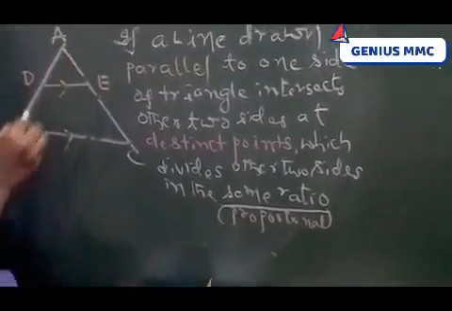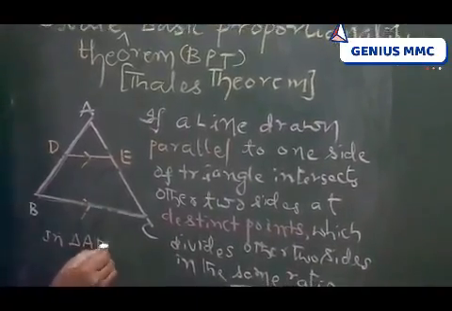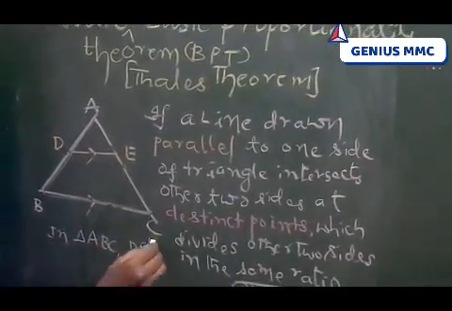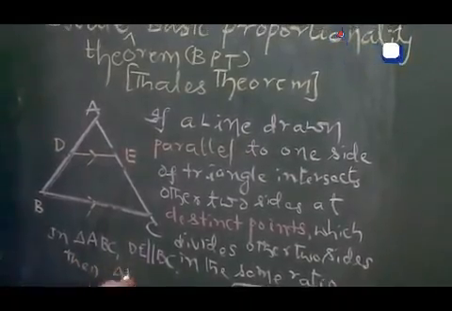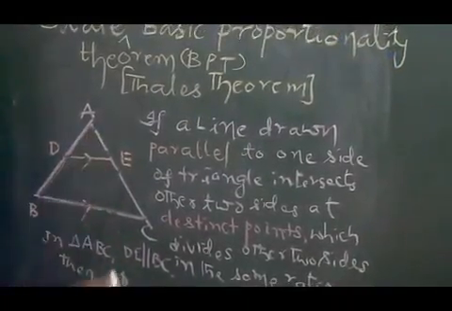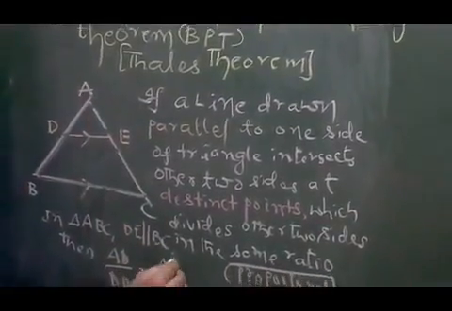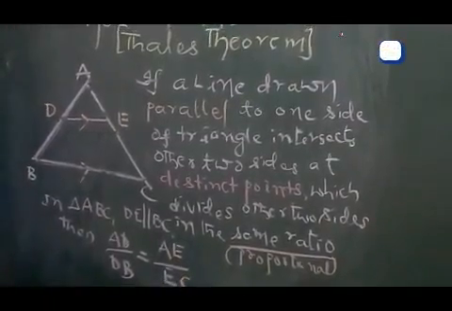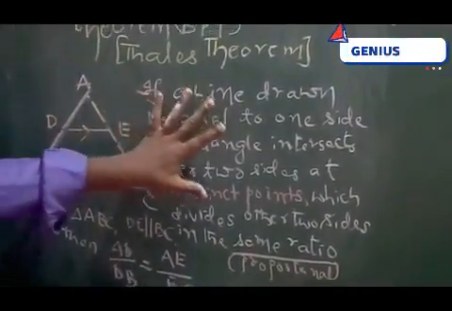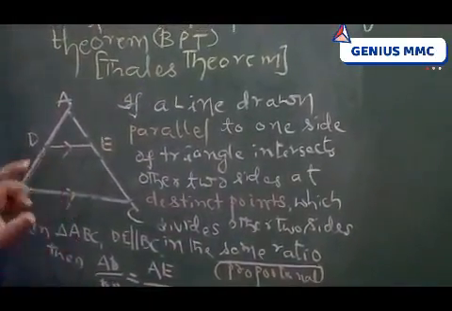See, first you write a diagram, next you write like this. This is, in triangle ABC, DE is parallel to BC. Then AD by DB is equal to the other two sides, AE by EC. State means the statement is enough. Initiate means write down the diagram and proceed.